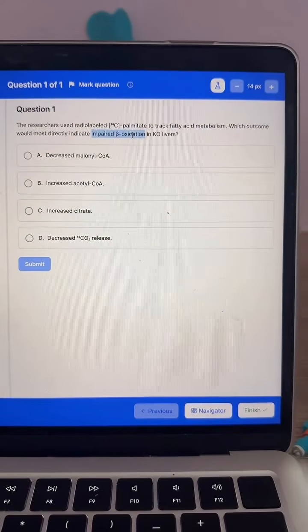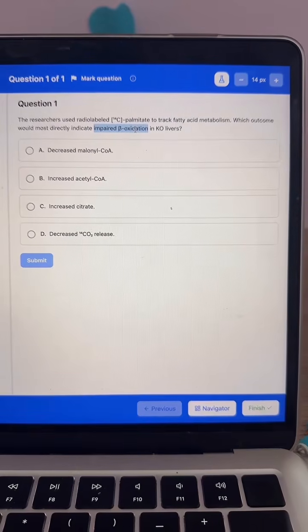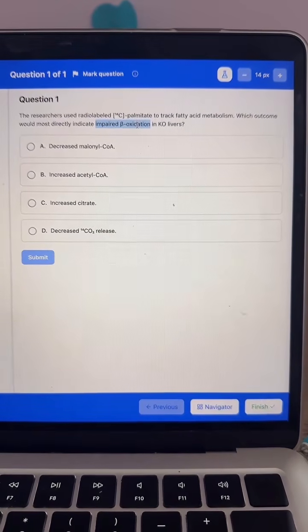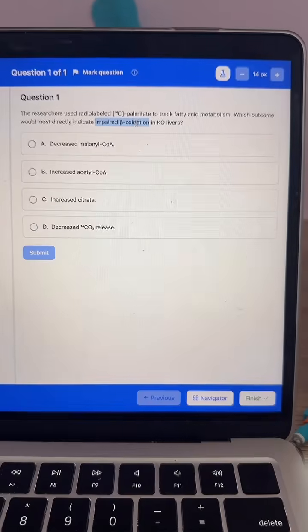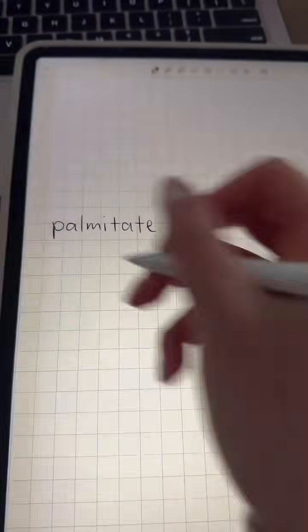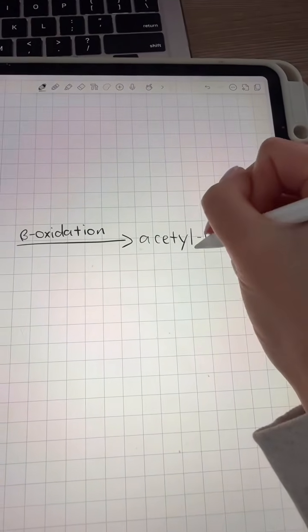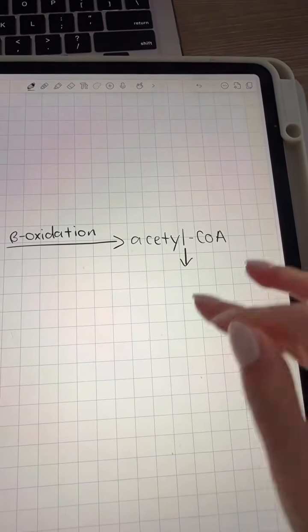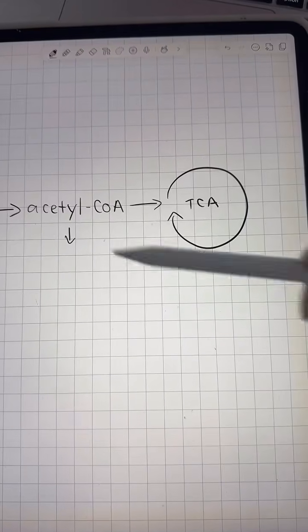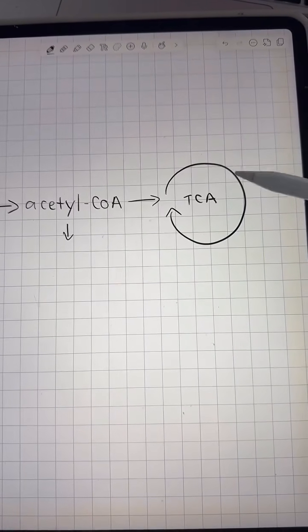This type of question relating to pathways is really common, and if we ever impair a metabolic pathway, we either increase the amount of substrate, which in this case is palmitate, or we will decrease the amount of product, in this case acetyl-CoA. We also know that acetyl-CoA in aerobic conditions will go to the TCA cycle.